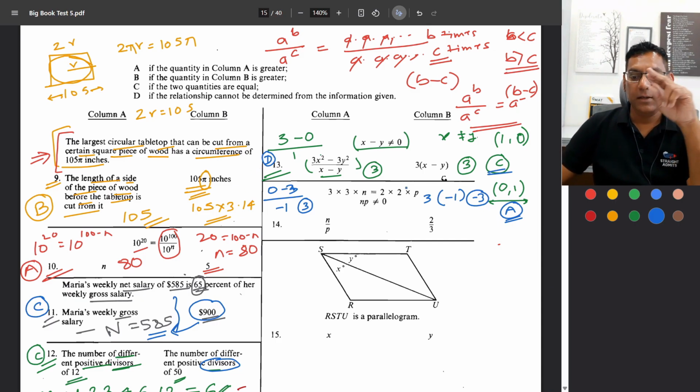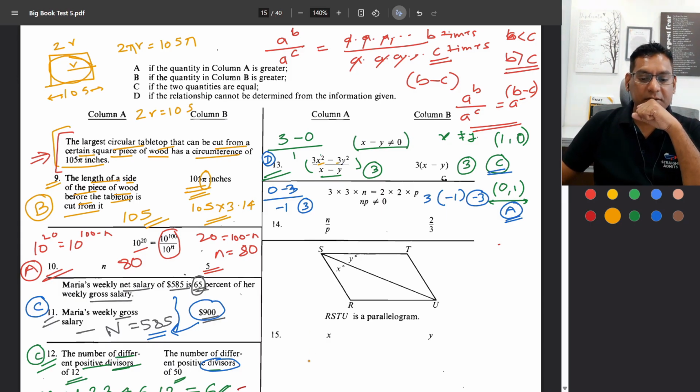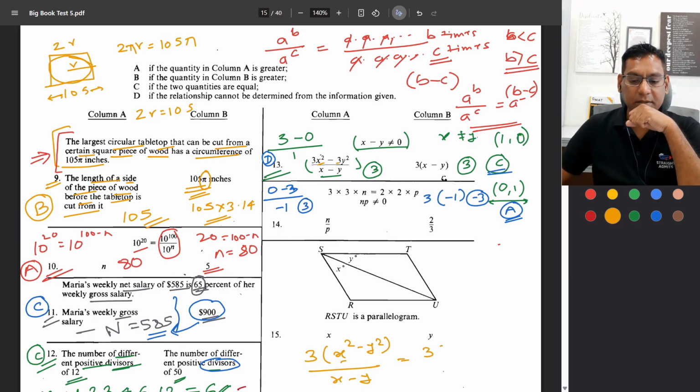Correct? Now there is one more way of doing this: algebra. Simple. 3x square minus 3y square. So let me simplify this. I take 3 common. What do I get? x square minus y square divided by x minus y. I write that as x square minus y square, which is x plus y into x minus y, divided by x minus y.